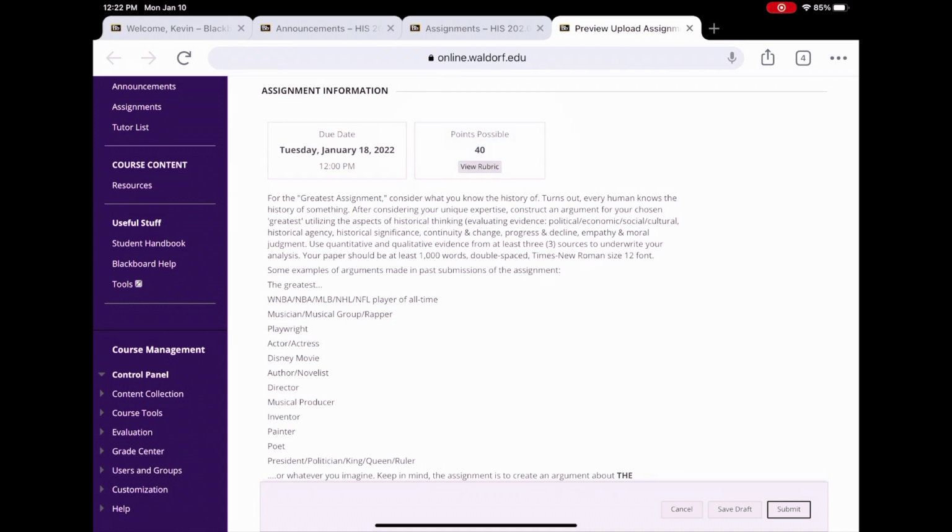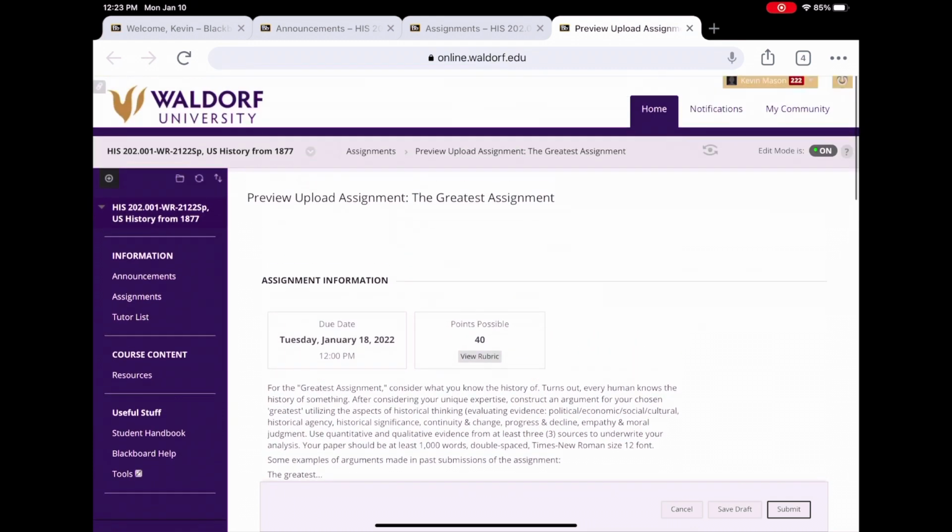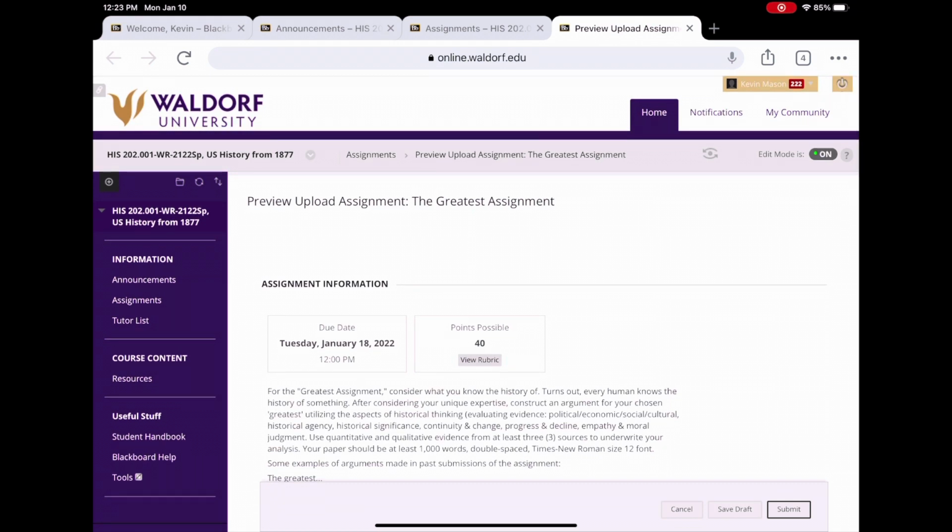is right here. And as you take a look at this, you'll see the first one is the greatest, so we'll open that up. The greatest assignment is going to give you an opportunity to take the research skills we're working on and talk about something you know. And you can see the actual instructions there. That could get you started. You can also see when it's due, again, before the start of class on Tuesday, January 18th. You can also see how many points are possible and how I'm going to grade you if you open up that rubric, which will show you the point-by-point breakdown of what's going to go into my assessment of that assignment.